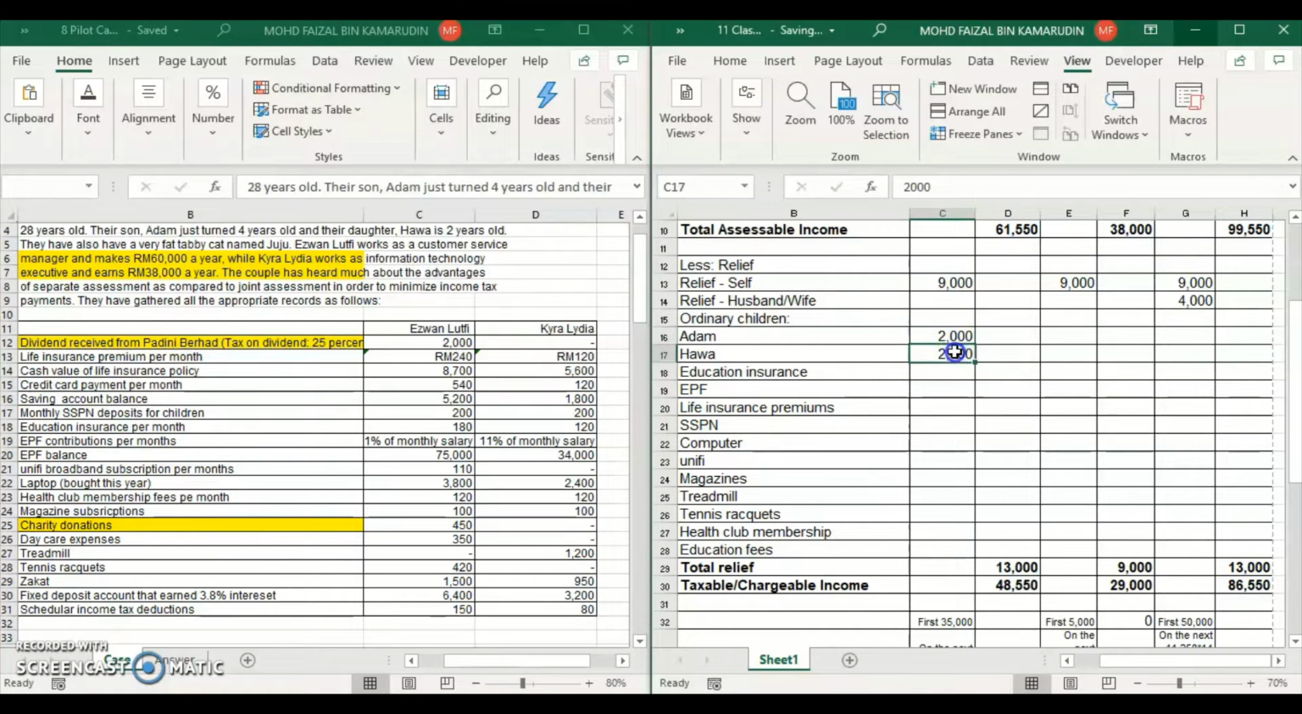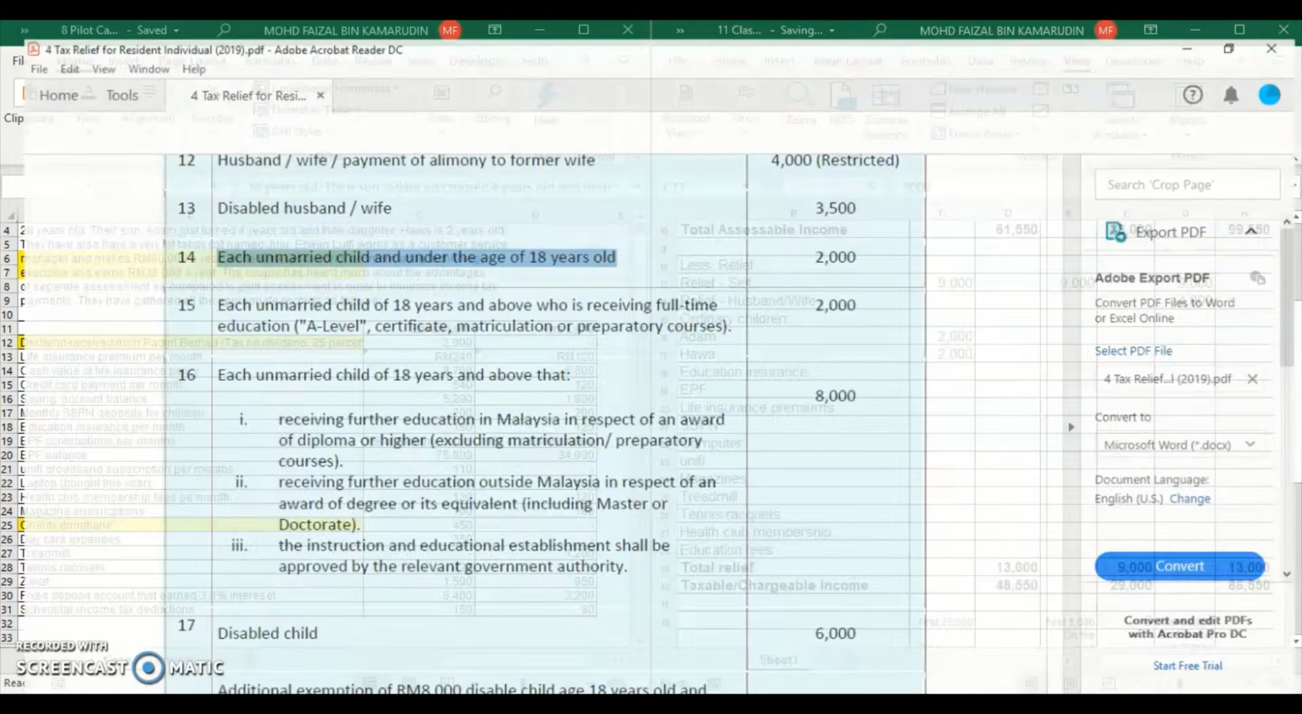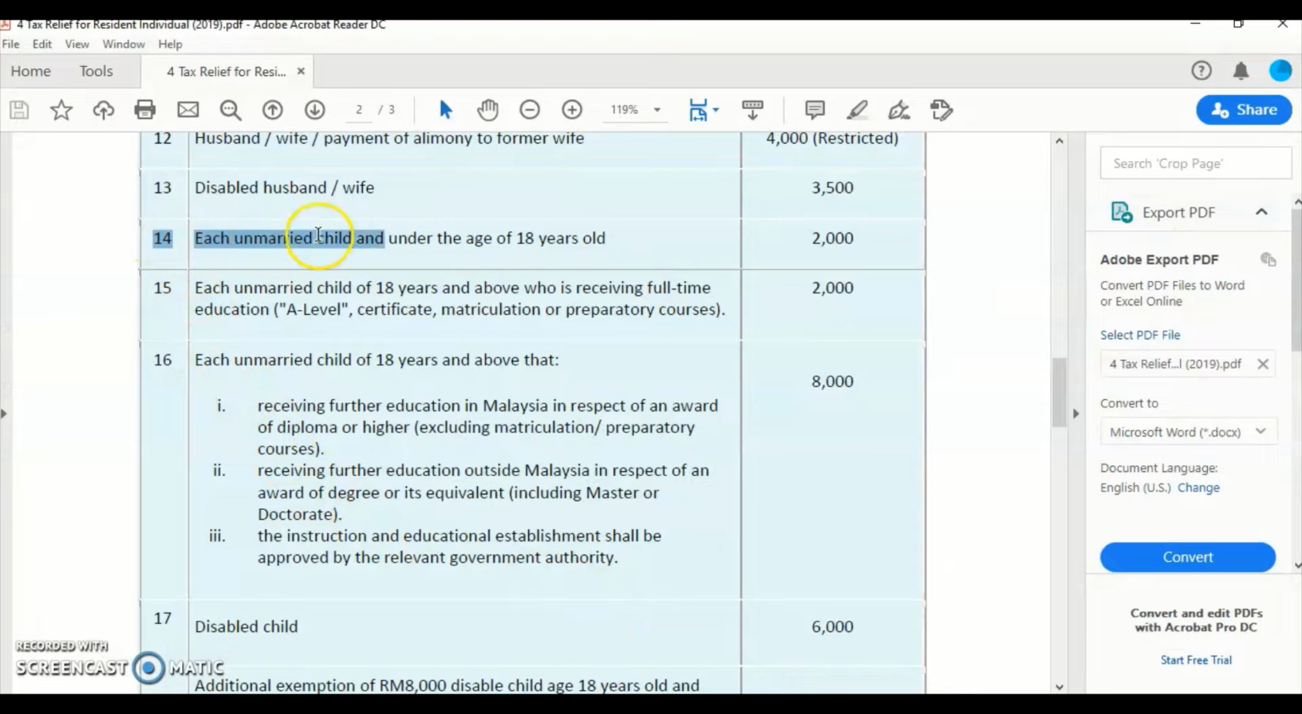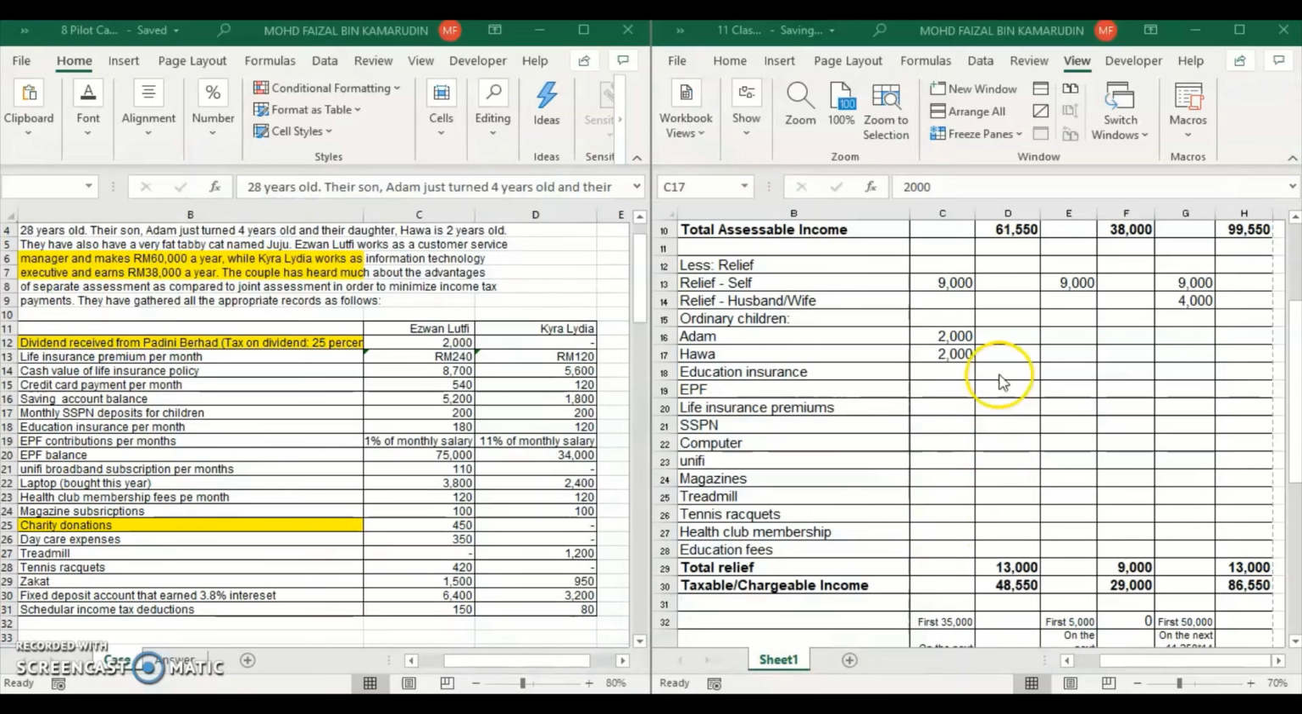Come again, one more time. Why 2,000? Because of this one. Their children are 4, just turned 4, and 2 years old here, so they fall under 4. Relief number 14 is up to only 2,000. Zero for Kyra here. But obviously for joint, we can have the figure back. So let's move on with the next item.